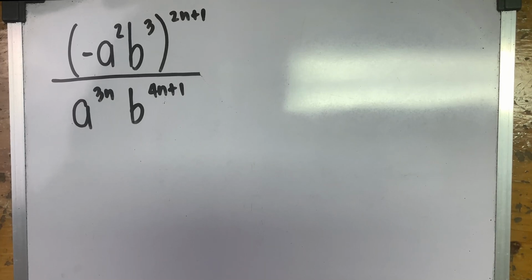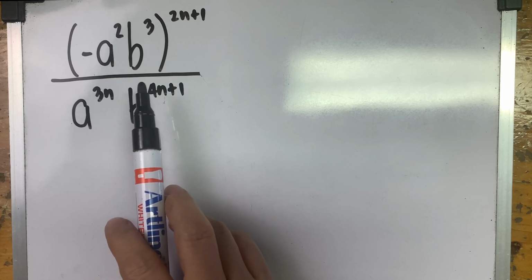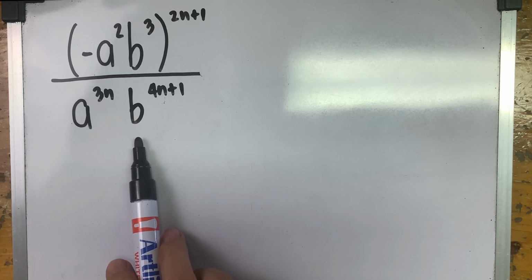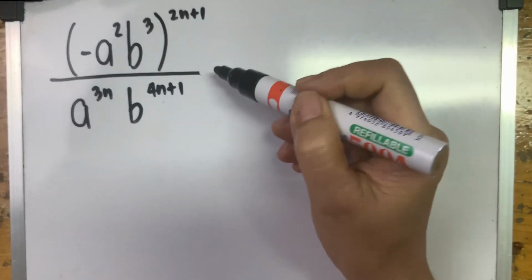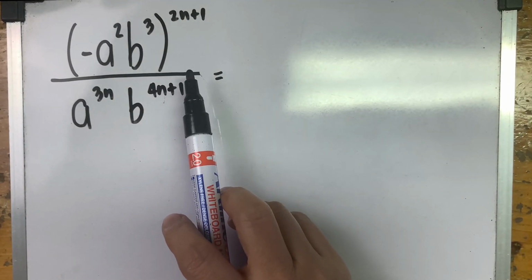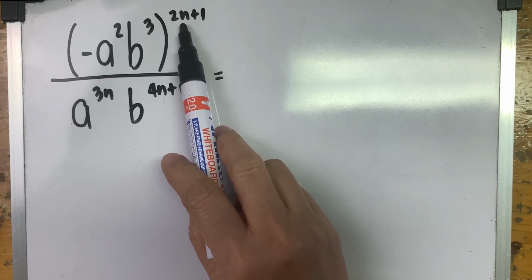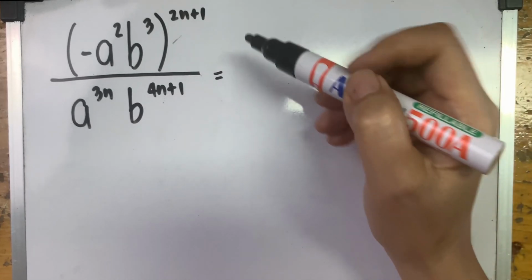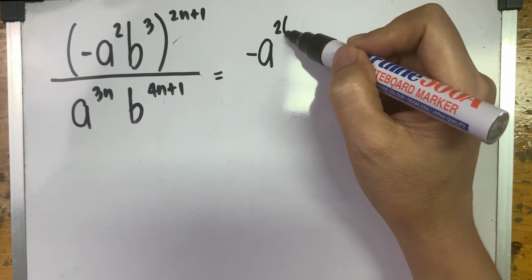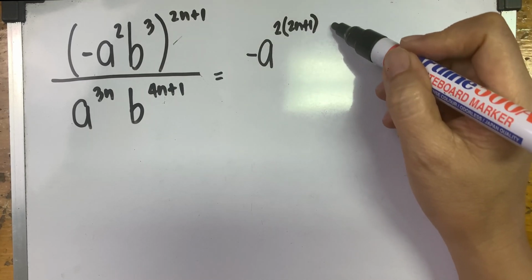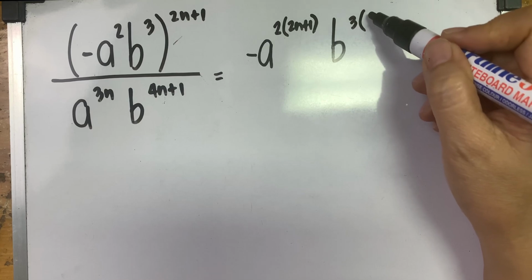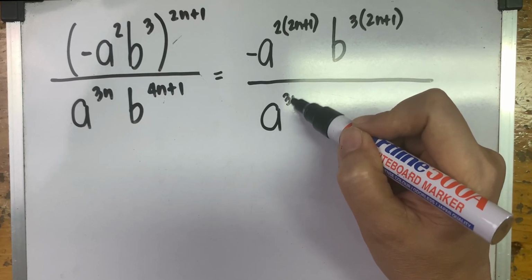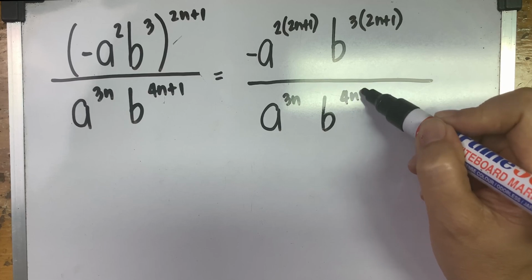And for our last example, quantity A, negative A squared B cubed, raise this to 2n plus 1 all over A raised to 3n times B raised to 4n plus 1. Okay, katulad ng sabi ko, part ng loss of exponent, power rule. So we have to multiply all the variables dito by this 2n plus 1. Okay, so this is negative A times 2 multiplied by 2n plus 1. Ganun din sa B, cube times 2n plus 1. All over A raised to 3n times B raised to 4n plus 1.